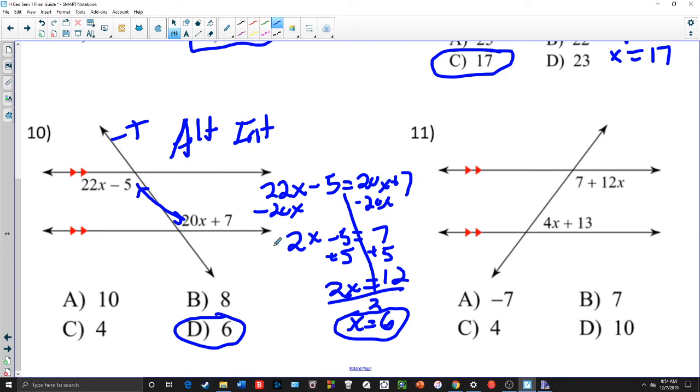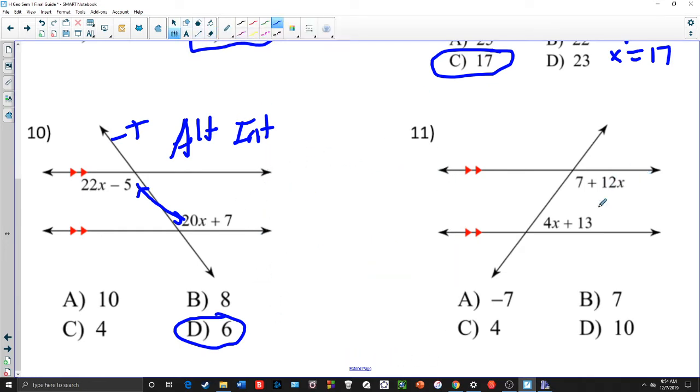Number 11, I'm going to erase this just so I have some room to work here. Number 11 is consecutive interior, because there's one right after another. They're both on the right side of the transversal. So here's my transversal. They're both on the right side. So they're not going to equal each other, but they are going to add to equal 180. They're supplementary. So 7 plus 12x, angle 1, plus 4x plus 13, which is the second angle, is going to equal 180. So consecutive angles are always going to add to equal 180.